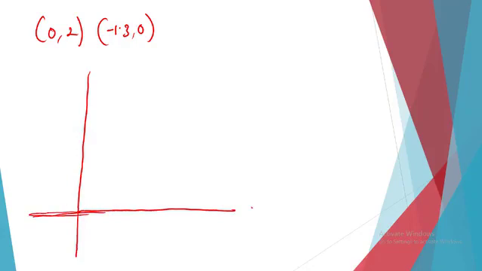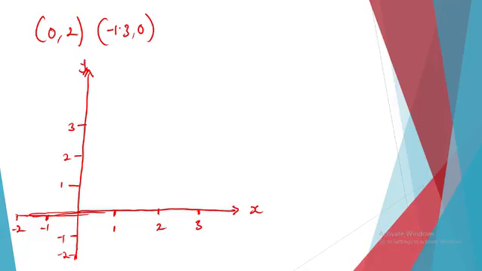This is our x, this is our y. Let's take here to be 1, and here is 2, where here is 3. Here also is 1, this is 2, this is 3. So this point will be -1, and this is -2. This point will be -1, and this is -2.